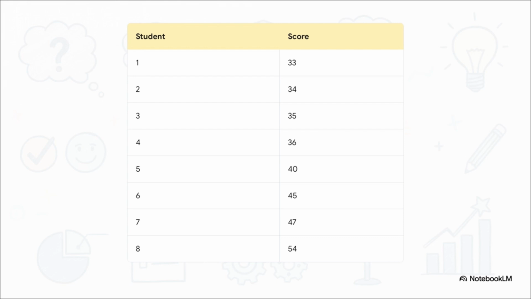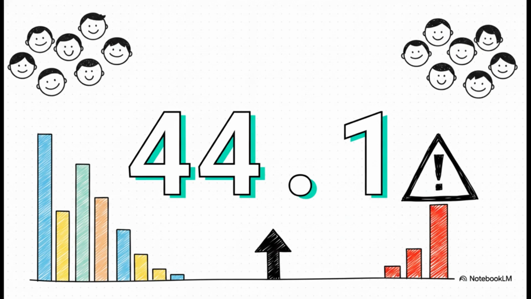I promise. If we add all those scores up and divide by 10, we get the arithmetic average of 44.1. That's the mean. The mean is the most common measure of central tendency, but it comes with a bit of a warning label. A mean can be easily skewed by a few extreme high or low scores. Like if one student got a 0, the whole class average plummets, making it look like nobody understood the lesson.